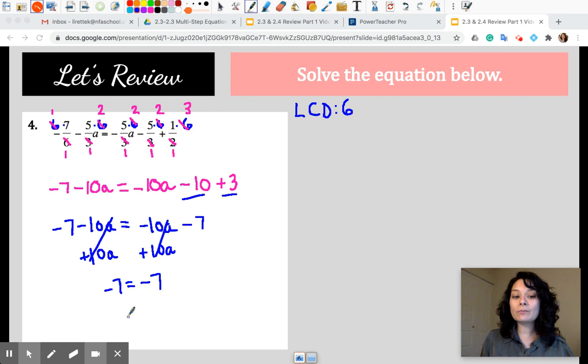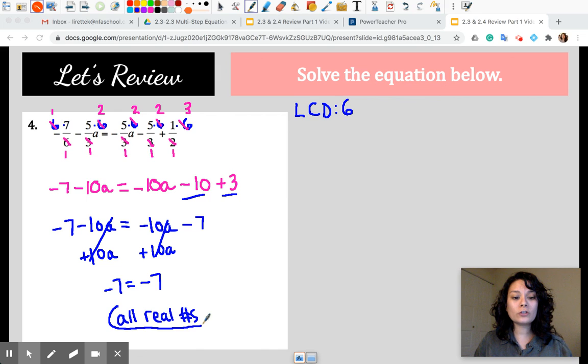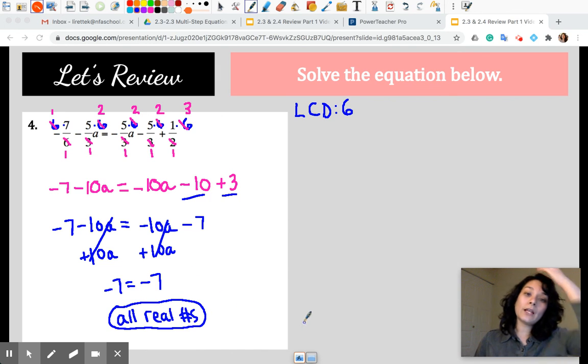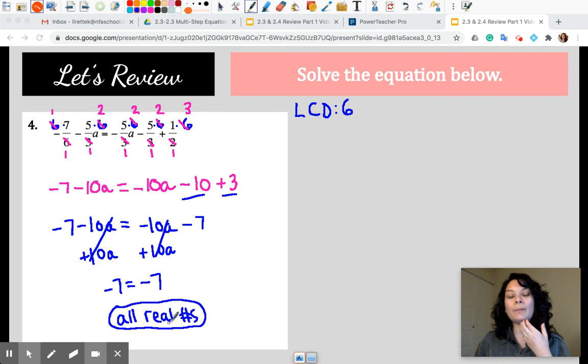So when you get something like this, you can say all real numbers as your final answer. You can also say infinitely many solutions. You can also say that this is an identity. A lot of different ways that you can put this into words. This tends to be a very common way of writing the answer, is saying all real numbers. And that is pretty much it.